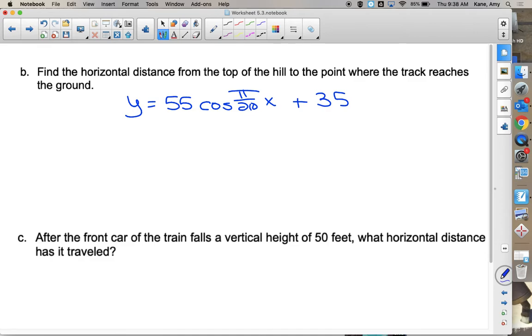part B says find the horizontal distance from the top of the hill to the point where the track reaches the ground. Find the horizontal distance. So which letter are we solving for? X. X is the horizontal value. So we want to find the horizontal distance from the top of the hill to the point where the track reaches the ground. Doesn't give you a number though.